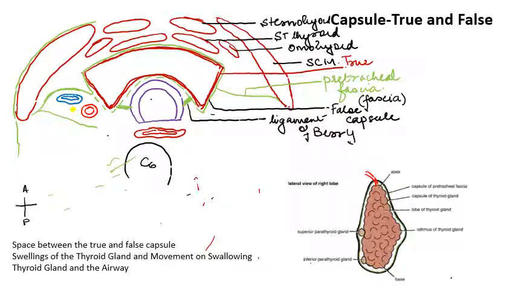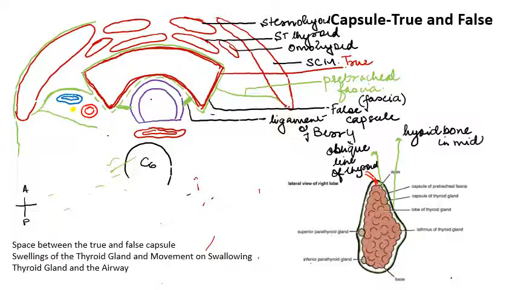So vertically, if we were to see this layer, let me pick up green. This false capsule goes above and gets attached above to two areas. Number one, to the oblique line of thyroid cartilage on the side and to the hyoid bone in the midline.